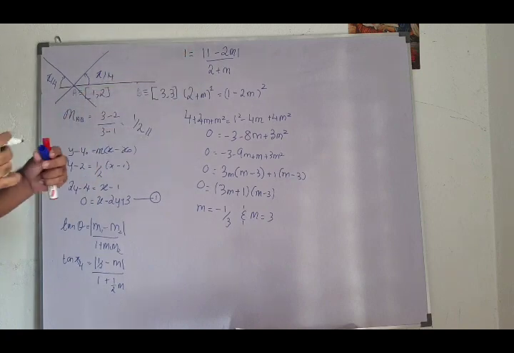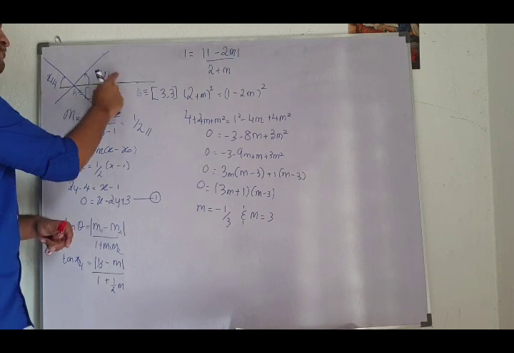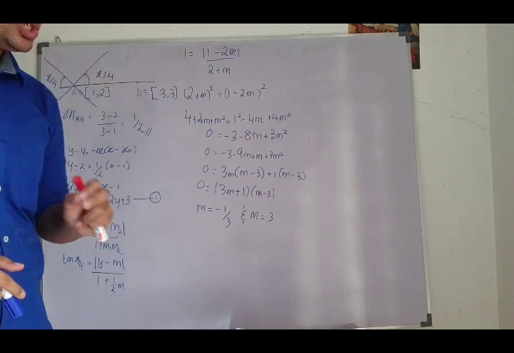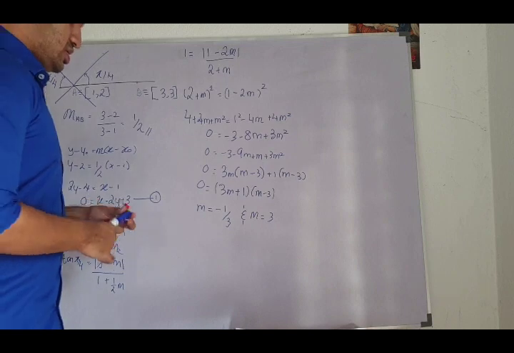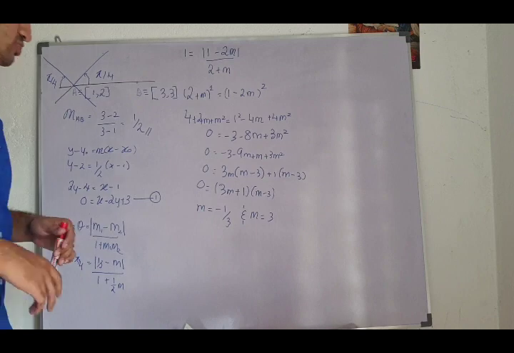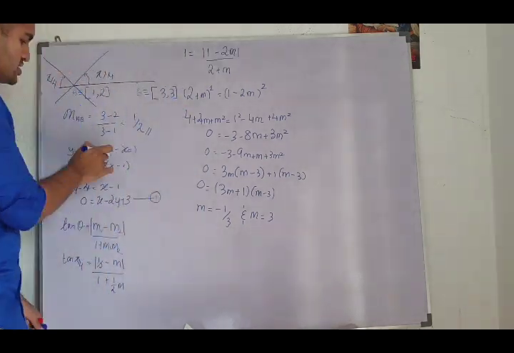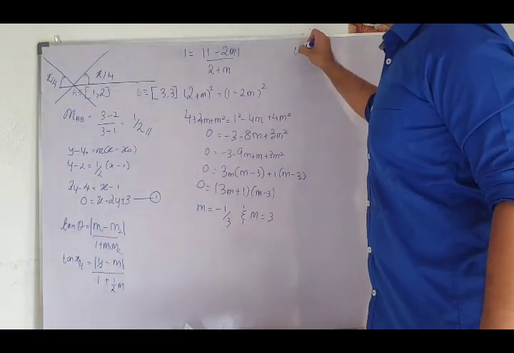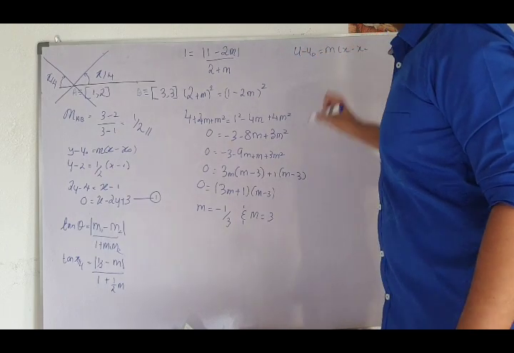So there are two gradients. This is how we found the gradients: one gradient is for this line and the other is for that line. We should also find the equations of these two straight lines, and that's why we've found the gradients. The next thing we have to do in order to find the rest is to again use this equation: y minus y naught is equal to m times x minus x naught.